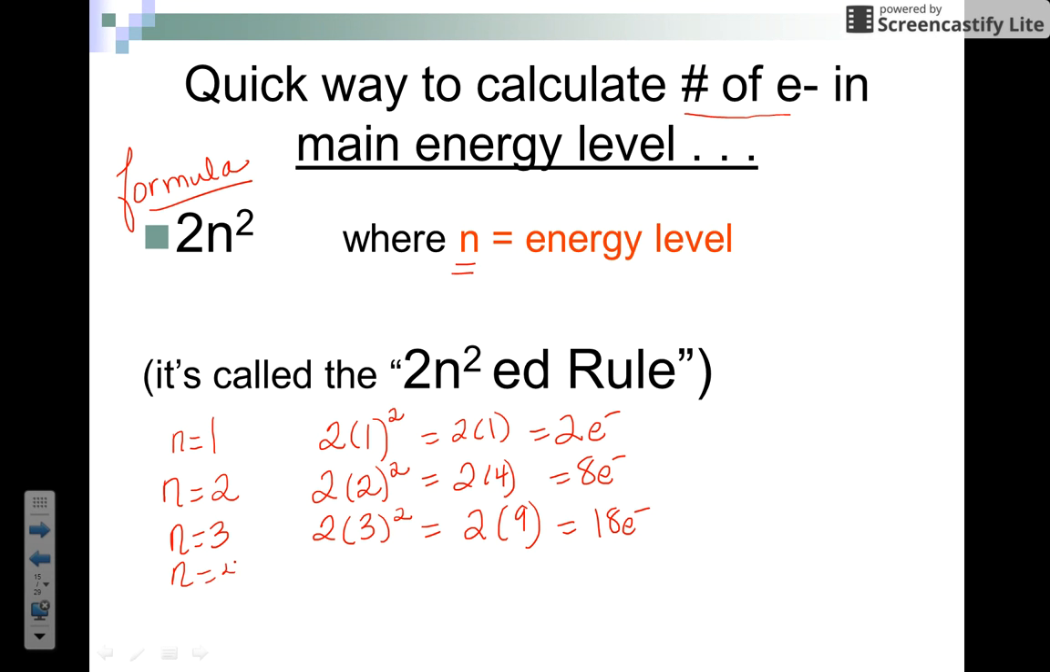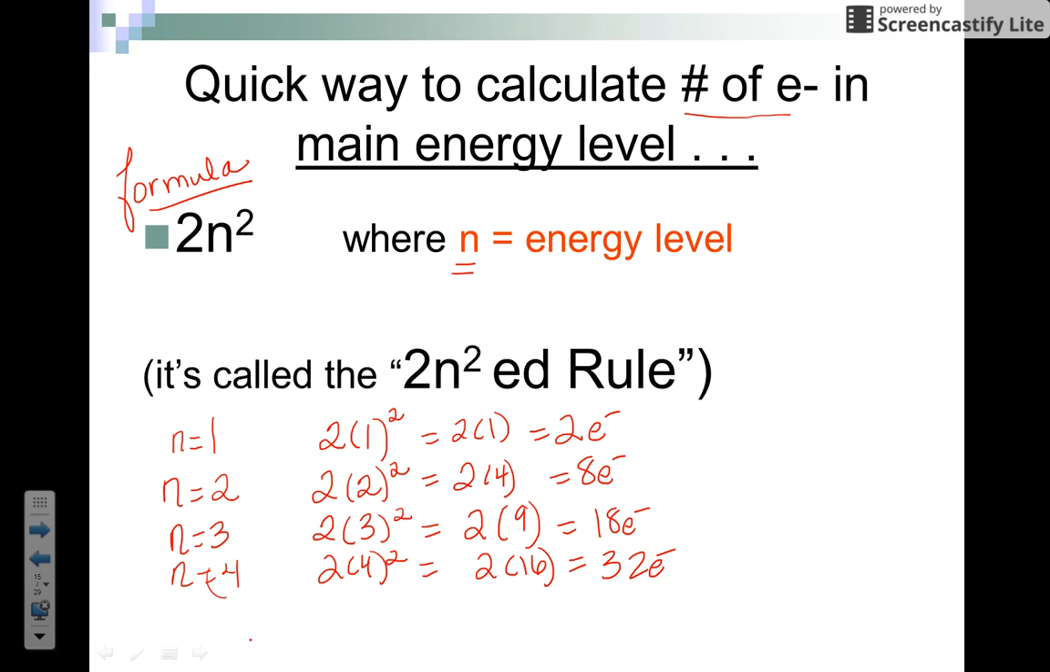Let's look at n equals 4. So 2 times 4 squared. That's going to give you 2 times 16, which gives you 32 electrons. So if you look at the S, P, D, and F block, remember the F block comes in the fourth energy level. So that's 14 more electrons that we're talking about. The fourth energy level can hold up to 32 electrons max.